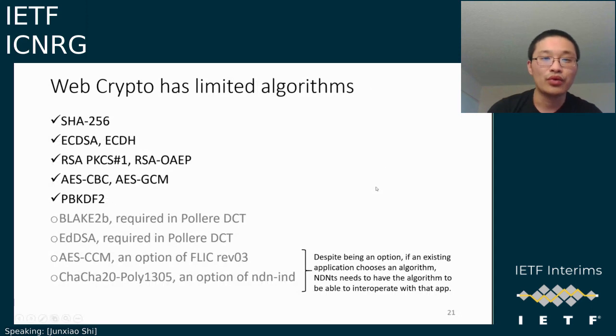The other limitation is that Web Crypto has limited crypto algorithms. Some newer NDN specifications want certain crypto algorithms that are not in Web Crypto, so I cannot really implement them. One of them is Flick. Flick gave one option that is AES-CCM. Web Crypto doesn't have it. Of course, if I design the application, I can pick the other option, AES-GCM, that is there. But if an existing application chose to use AES-CCM with Flick, then NDNTS will not be able to interoperate with that application.